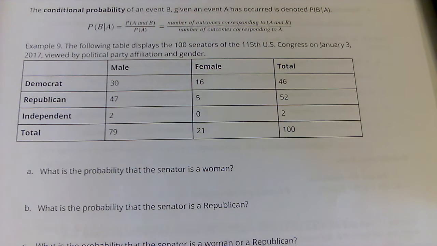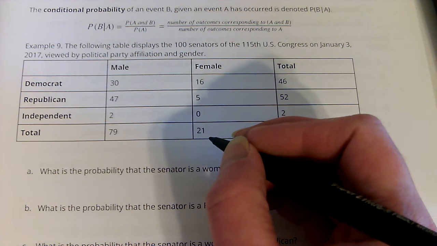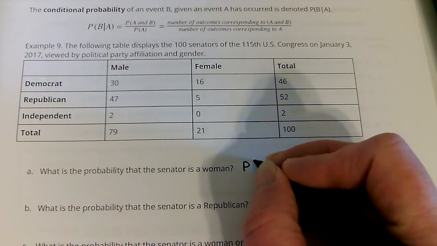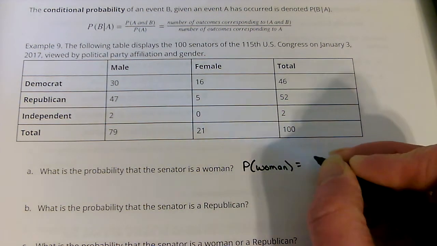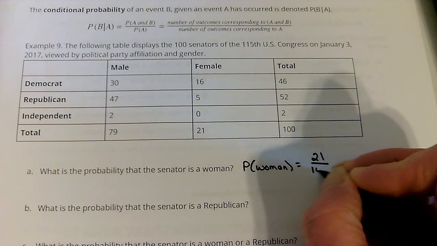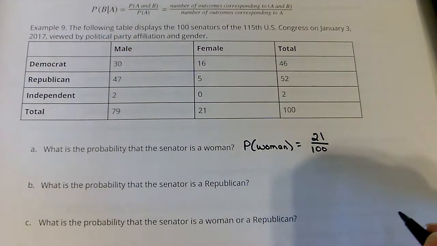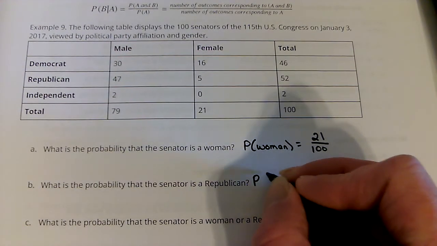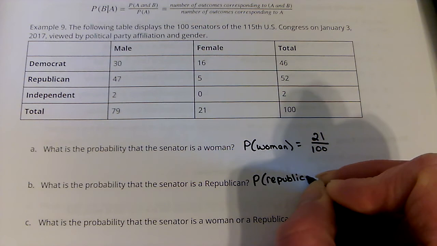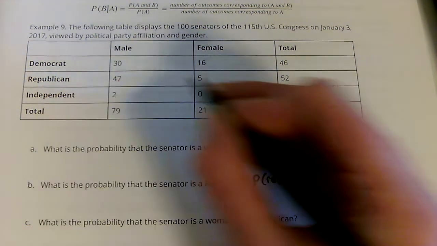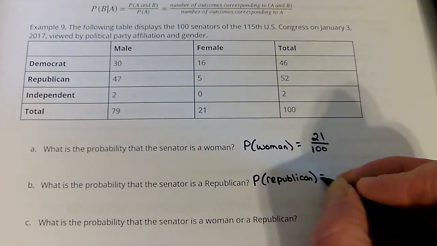What is the probability that a senator is a woman? So females, the probability of being a woman is 21 out of 100. What's the probability of being a Republican? Well, how many Republicans are there? Well, there are a total of 52 Republicans.